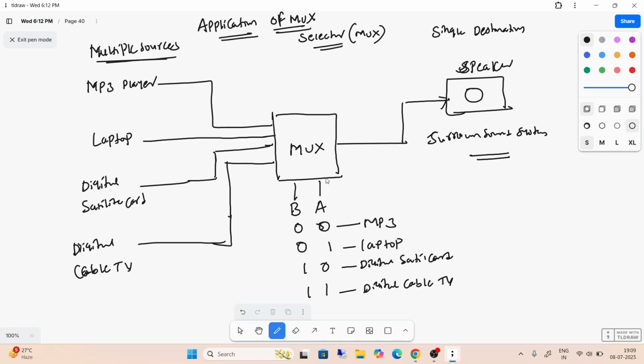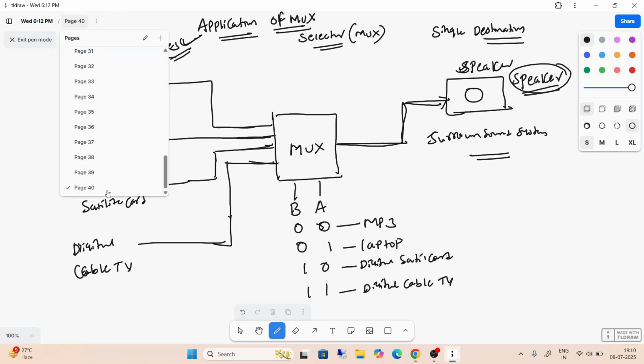Sir, the single destination, what is that, sir? Single destination means here multiple sources are there, and only one destination. These are nothing but sources. Destination means we can use a digital surround system or speakers as the single destination. From the speakers you will get the output.